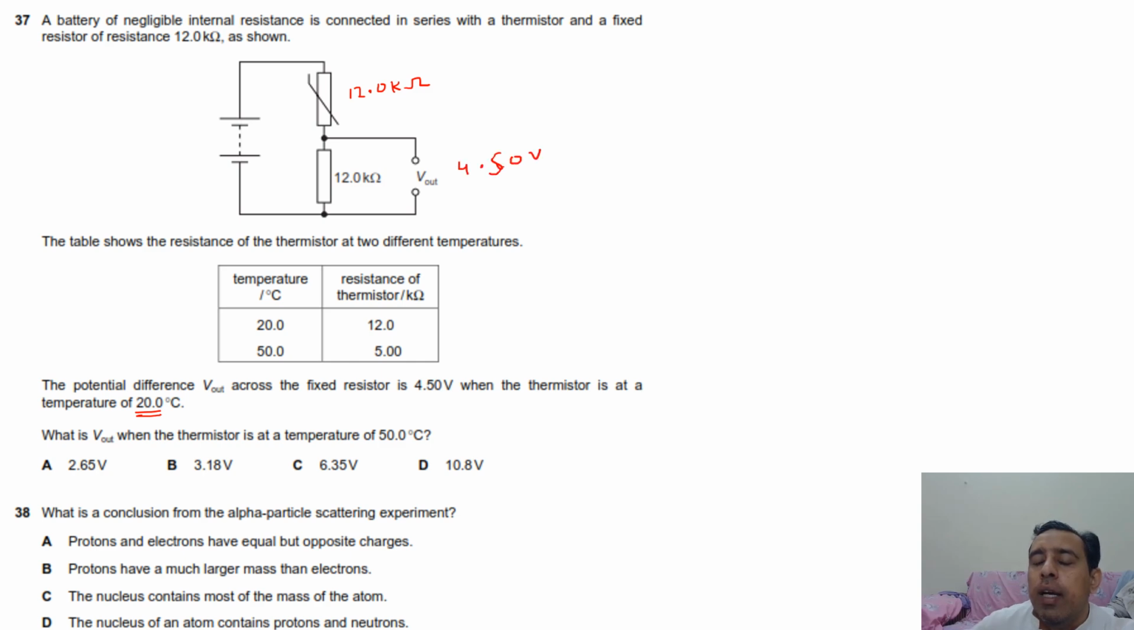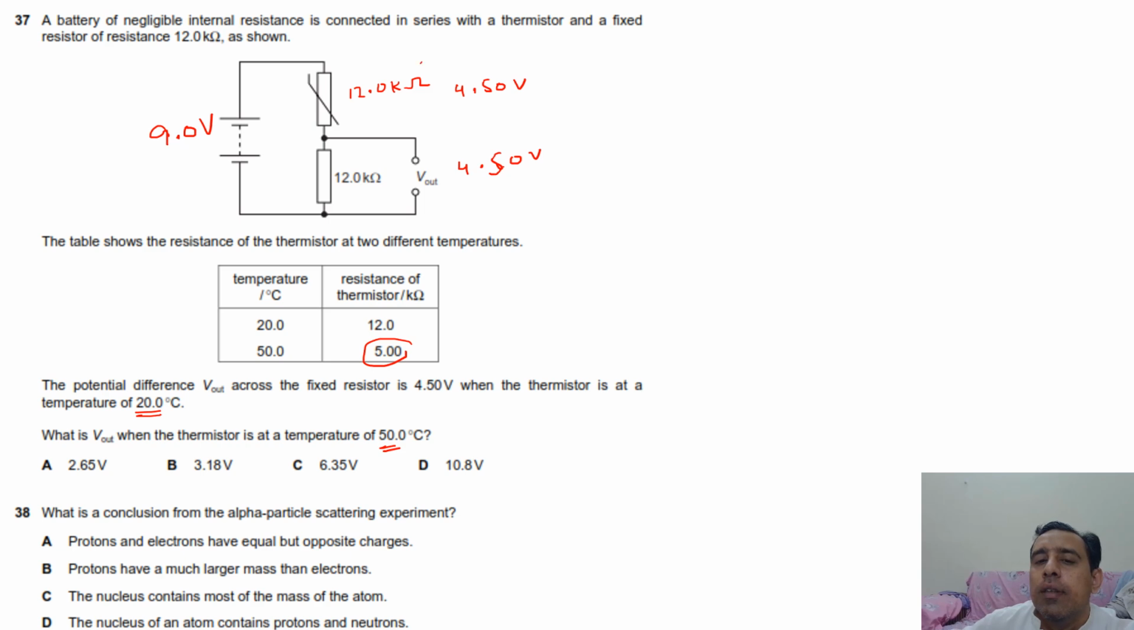And when it is 12 kilo ohm, the potential difference V across the resistor is 4.5 volt. If it is 4.5 against 12 kilo ohm, then it is 4.5 over here as well. So both resistors have the same resistance. If one's having the potential of 4.5, the other must have the same potential. So by adding these two, we come to know that the applied voltage or the EMF is 9 volt and it's fixed. Now you have to get what is the V out when the thermistor is at the temperature of 50. So if temperature is 50, then the resistance is 5.